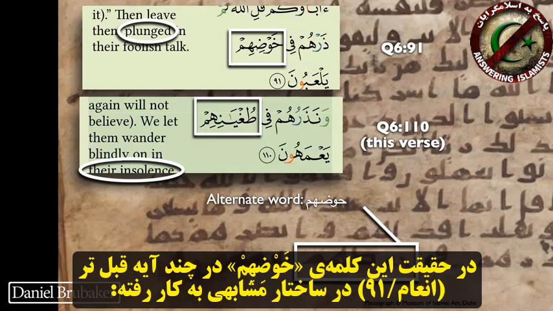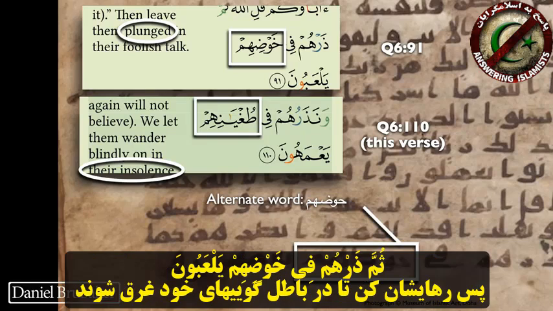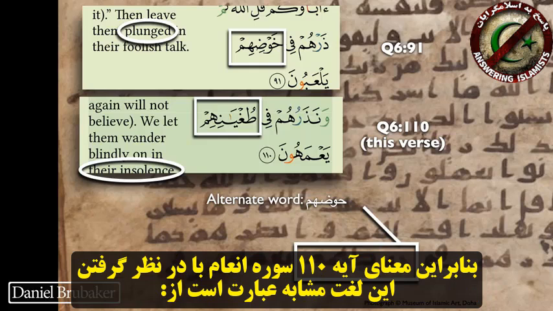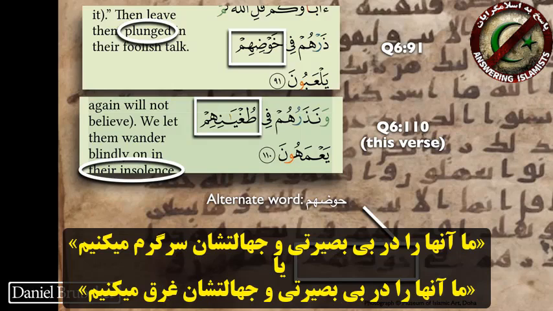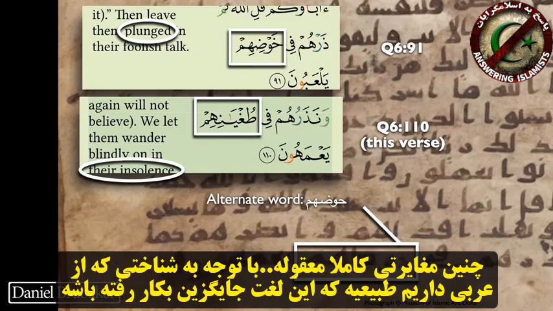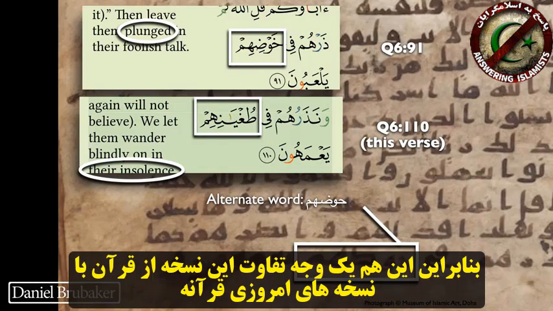is used, as you can see in another verse, not too far from here in the same surah, then leave them plunged in their foolish talk. So here at 6:110, with this alternate word, it has the reading of, we let them remain plunged in their blindness, or remain immersed perhaps in their blindness. Makes sense to my understanding of the Arabic. It does make sense. It's just an alternate reading, a different word from what we have today.